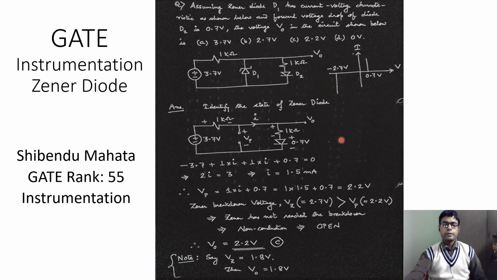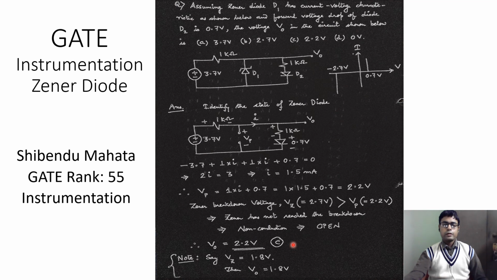The equivalent model for such a Zener diode is an open circuit, because the current flow at this point is 0 milliampere at 0 volt. So the output voltage V0 will simply be equal to whatever we calculated for this circuit, because the Zener diode has no effect. Therefore V0 is the same as Vp, which is equal to 2.2 volt. So the answer to this question is option C, which is 2.2 volt.